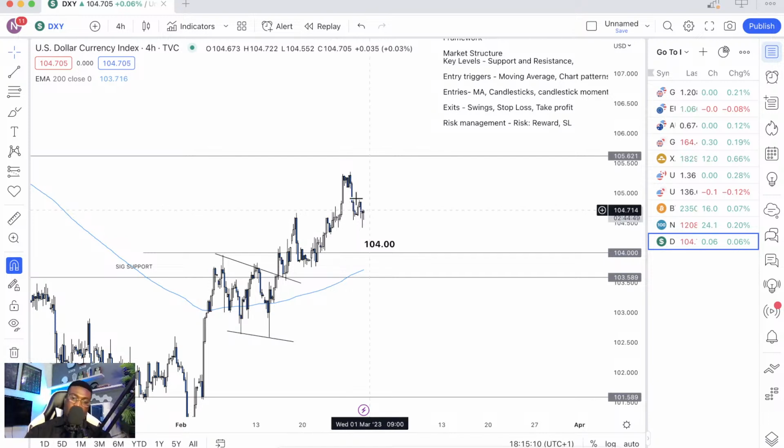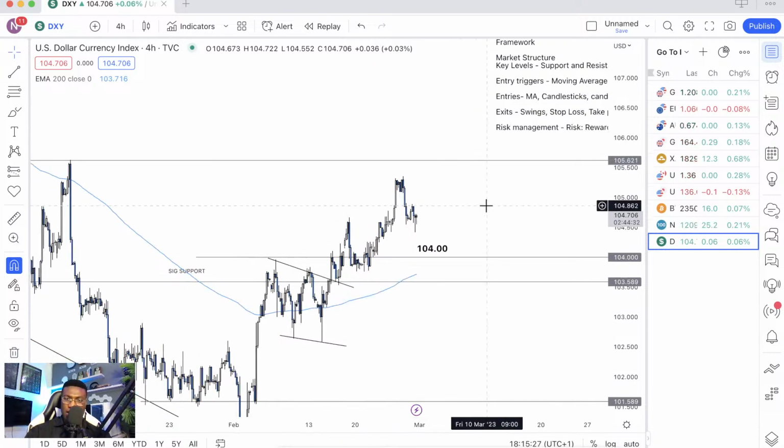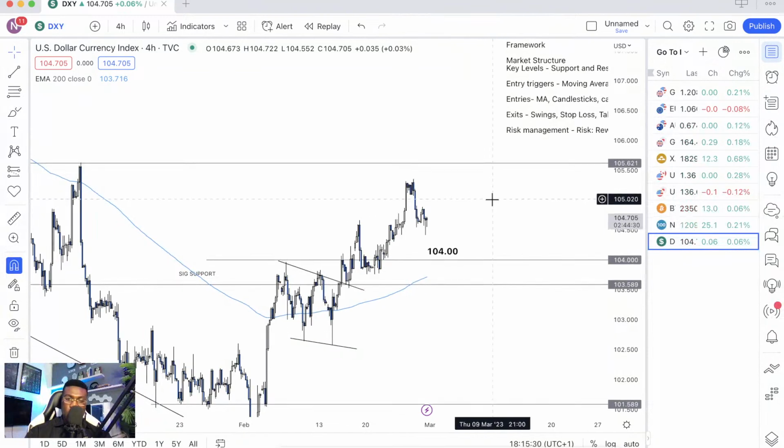A pullback is not to say that the upside is done. There's still a possibility that the dollar index could make a retest at the yearly high, which is 105.6, and that's basically what I'll be looking out for from the dollar index, and I'll use that as a bias to conduct analysis across other major pairs as well.